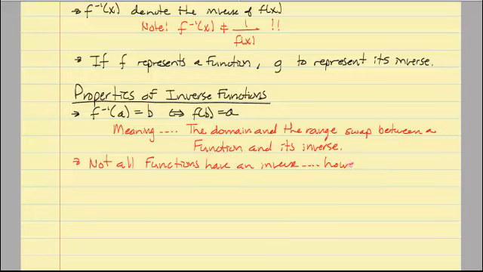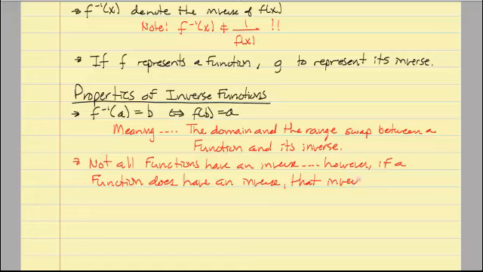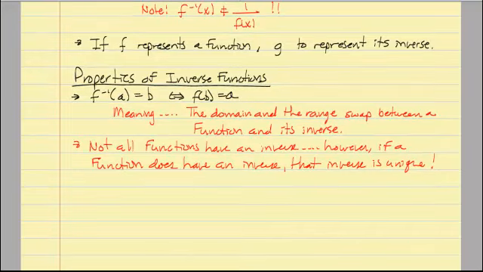Another interesting property about inverses is that not all functions have an inverse. However, if a function does have an inverse, that inverse is unique. And of course, meaning that if an inverse exists, there's only one inverse that exists.